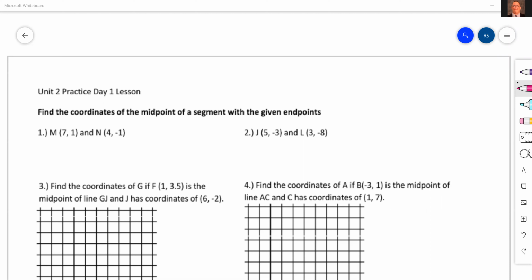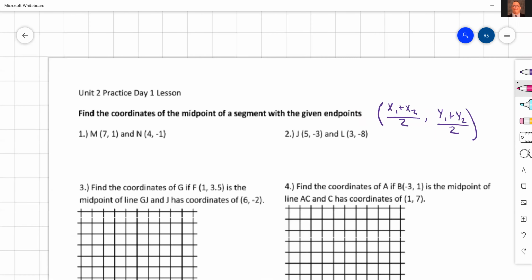So first, they ask us to find the coordinates of the midpoint of a segment with the given endpoints. Well, if we remember our formula for midpoint, that's where we do x1 plus x2 divided by 2, and then y1 plus y2 divided by 2. That's the formula we're going to use. So now let's look at number 1.